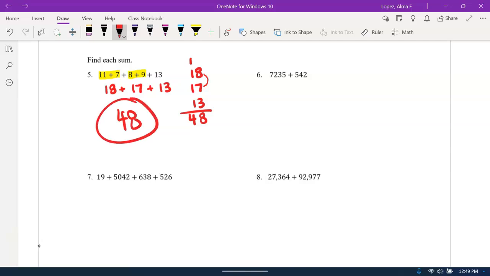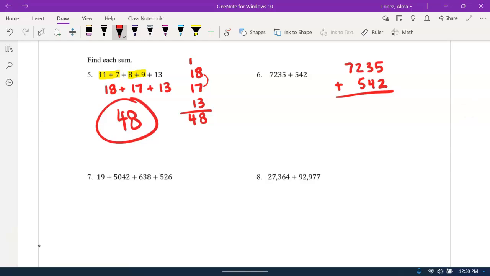Here are two whole numbers that are being added together. 7,235 plus 542. I'm going to line them up by place value, and they're being added together.